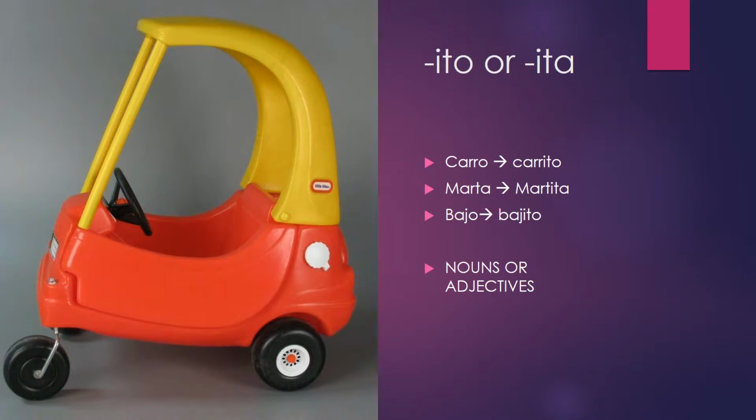So in the second example, Marta, Martita. Martita could be a little girl named Marta, or it could be an elderly woman that you just want to use in a very familiar way. Martita is like, oh, sweet dear Martita, oh, my dear friend Martita. So it's a term of endearment if you add that ito or ita, or it could just mean that it's smaller. Bajo, bajito. As you can see, bajo is an adjective. Carro and Marta are nouns. So for the suffixes ito and ita, you could use those on nouns or adjectives.